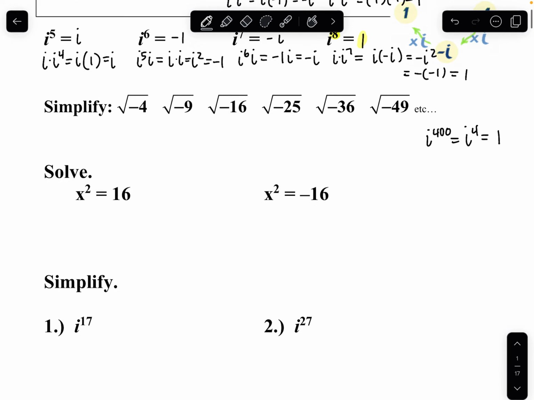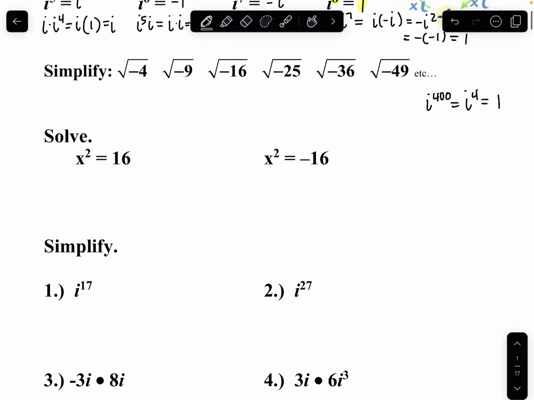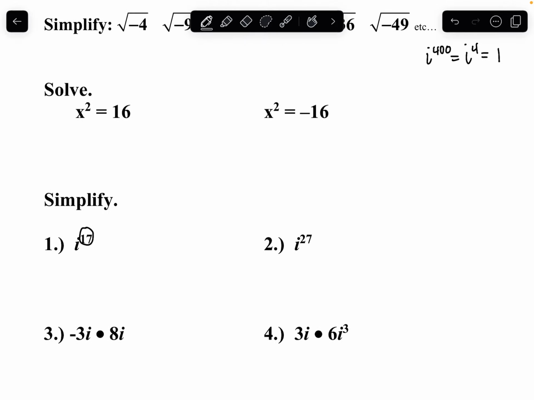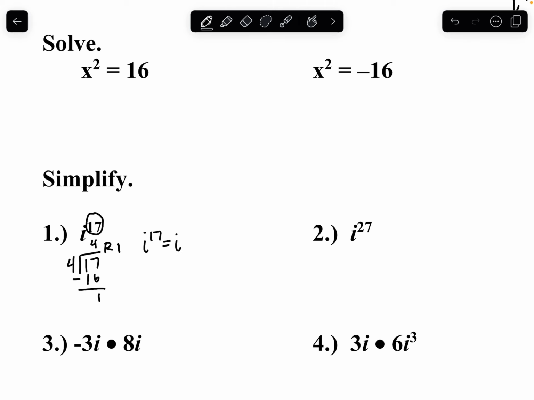If we wanted to take i to the 17th, for example, we just need to see what the remainder is if we divide the exponent by 4. Here our exponent is 17, so if I divide that by 4, 4 times 4 is 16, so we would have a remainder of 1. With that remainder of 1, that means i to the 17th is going to be equal to i to the 1st, which we know is just i.